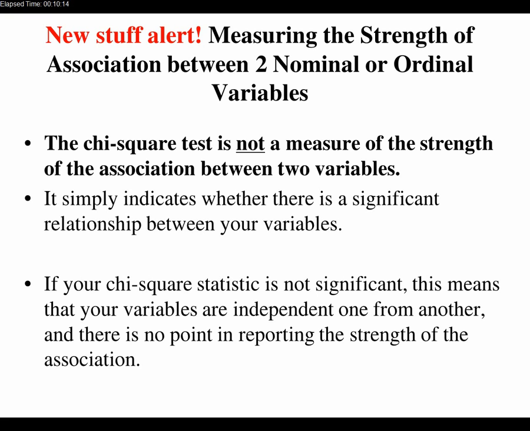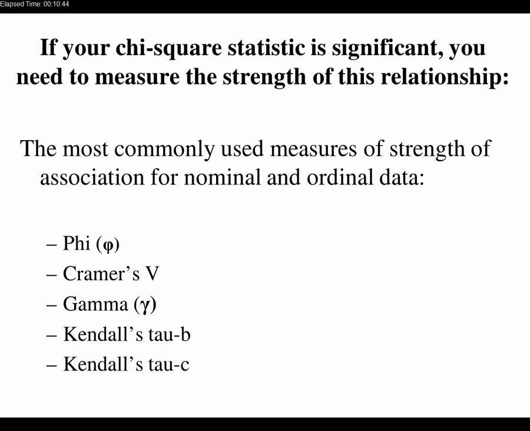New stuff alert. Okay, this is measuring the strength of association between 2 nominal or ordinal variables. Remember that the chi-square test is not a measure of the strength of the association between 2 variables. It simply tells us whether there is a significant relationship between the variables. If your chi-square statistic is not significant, that means that your variables are independent from one another, and there's no point in reporting the strength of the association. If your chi-square statistic is significant, you need to measure the strength of the relationship.